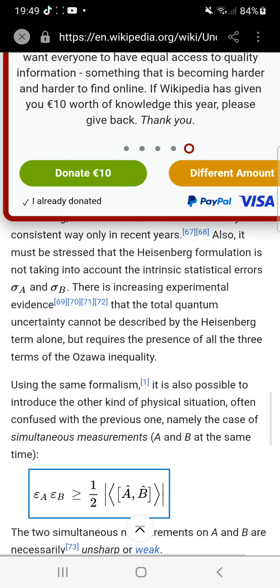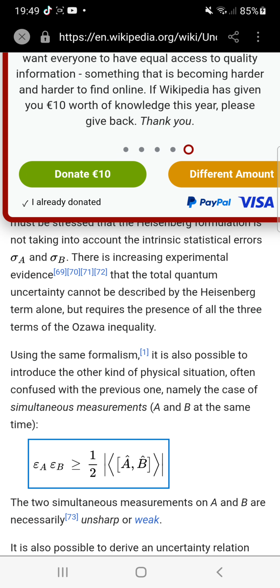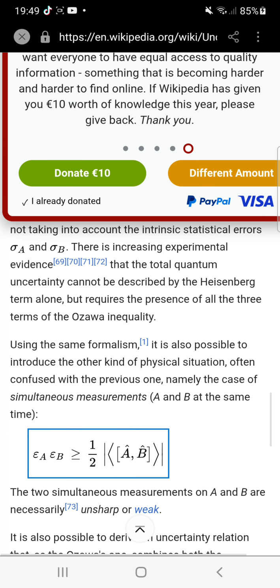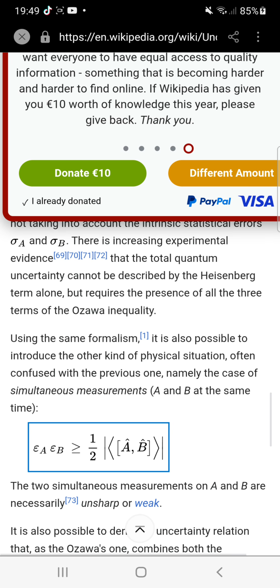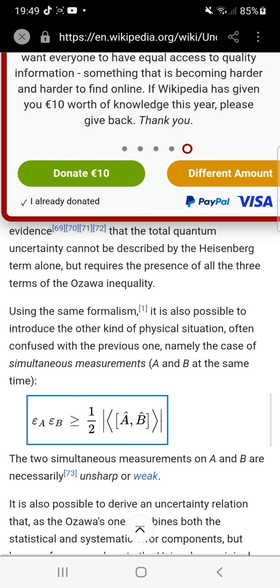Also, it must be stressed that the Heisenberg formulation does not take into account the intrinsic statistical errors sigma A and sigma B. There is increasing experimental evidence that the total quantum uncertainty cannot be described by the Heisenberg term alone, but requires the presence of all three terms of Ozawa's inequality.